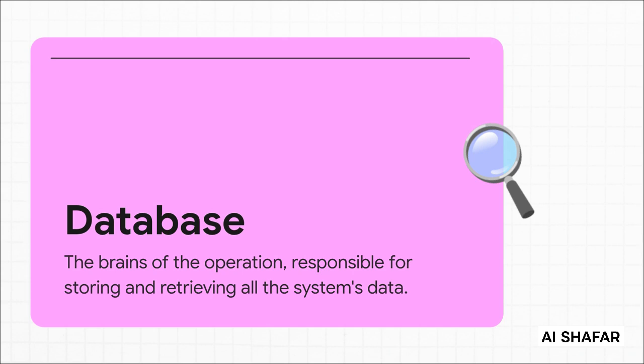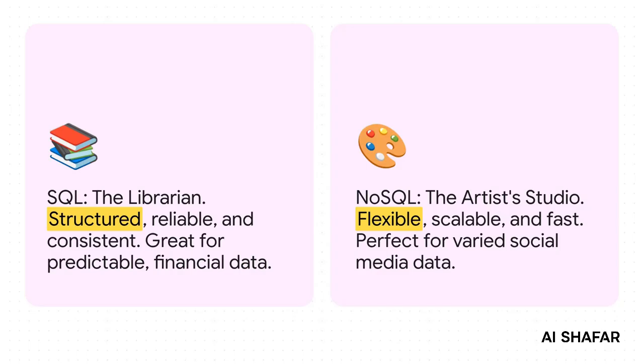And let me tell you, choosing the right kind of database is one of the most critical decisions a designer will ever make. The choice usually boils down to this classic dilemma: SQL versus no SQL. Think of a SQL database like a super meticulous librarian. Everything is perfectly organized in neat rows and columns. This is amazing for things that have to be perfect, like bank transactions.